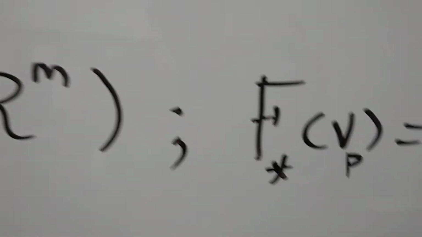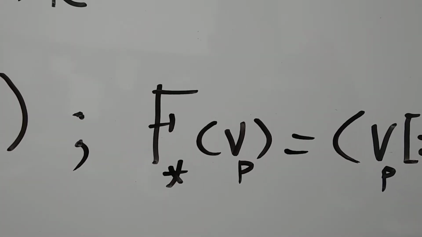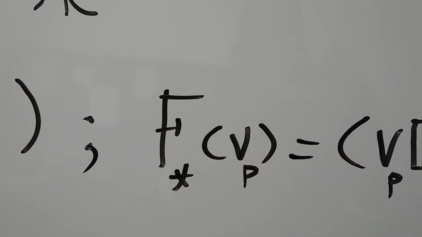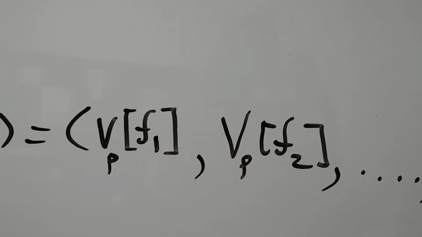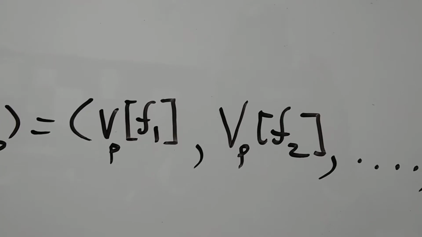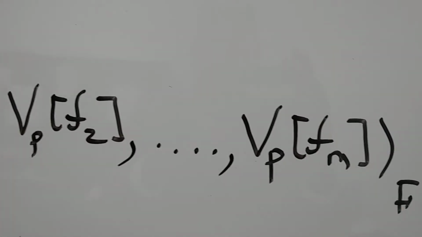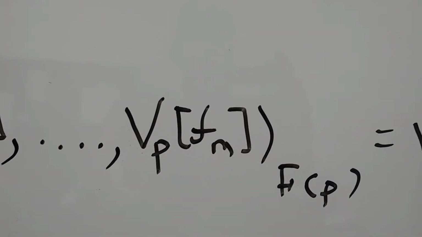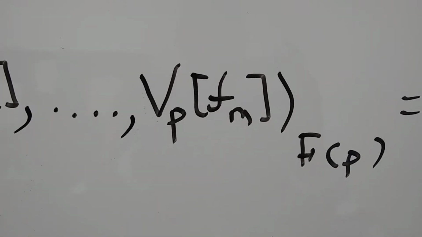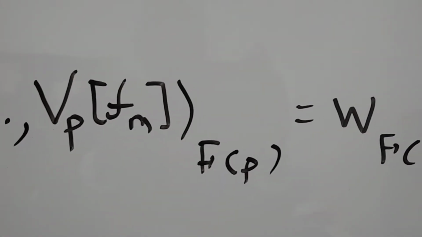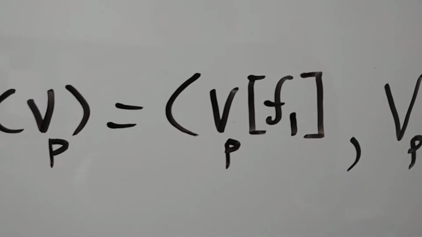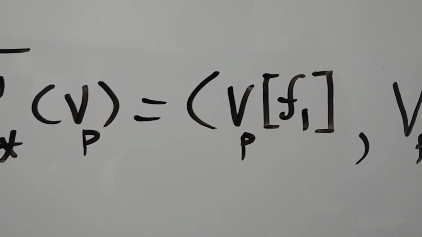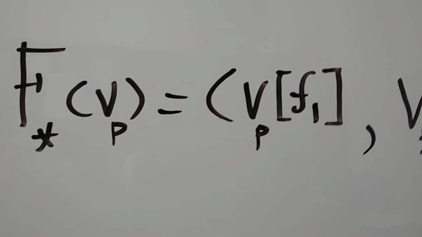So really the tangent map of some tangent vector at P is just going to be f sub star v sub P, and it's really going to be v sub P bracket f1, v sub P bracket f2, down to v sub P bracket fm, and it's going to be an m component vector anchored at f of P. We can call it w at f of P. So really all it's doing is just taking the directional derivative of each of my Euclidean coordinate functions in the direction of the vector v anchored at the point P.